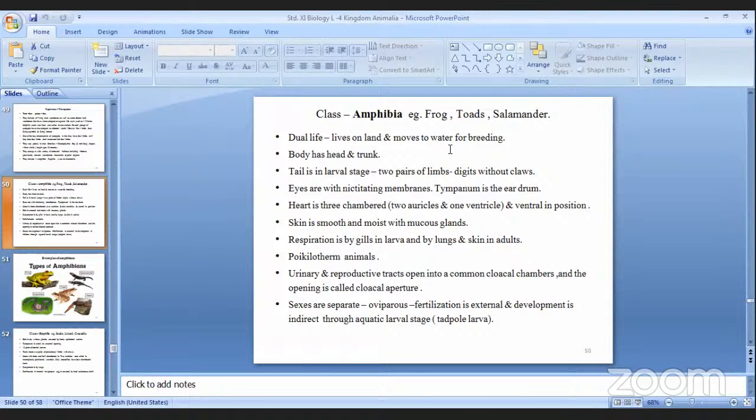Okay. And tympanum is the eardrum. So the tympanum works as an ear. You see, they don't have a pinna like we have or other mammals have, isn't it? They have a membrane which works as an eardrum.